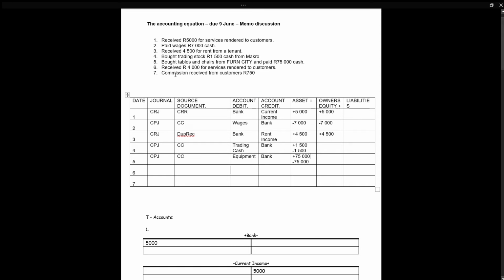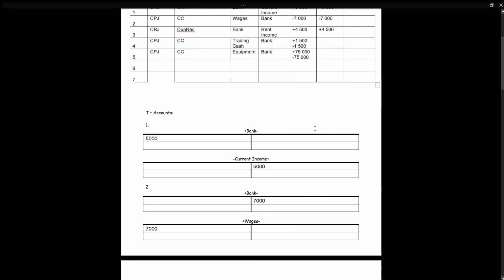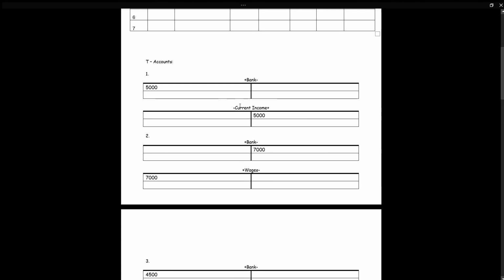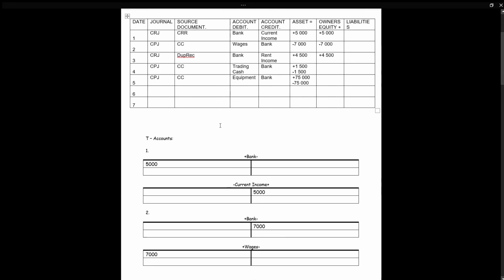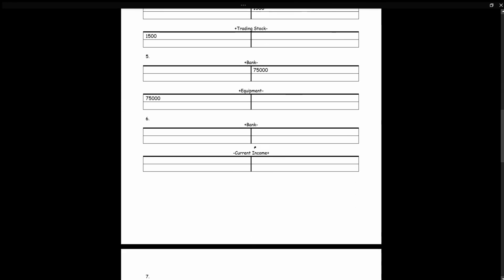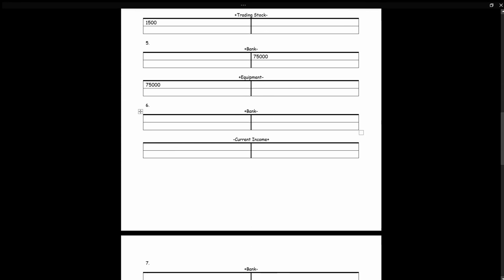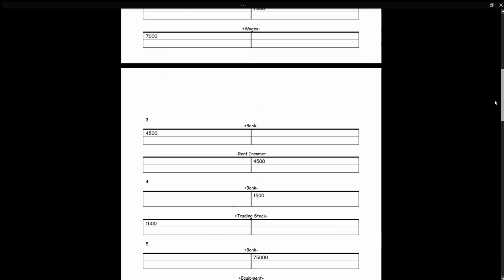Right, number 6. Receive 4,000 Rand for services rendered to customers. It will look exactly the same as the first one, different amount. I already forgot the amount. 4,000 Rand. Right, so let's go and do this one as well. Bank will increase with 4,000 Rand, and my income will increase with 4,000 Rand. Income increases in the credit side.